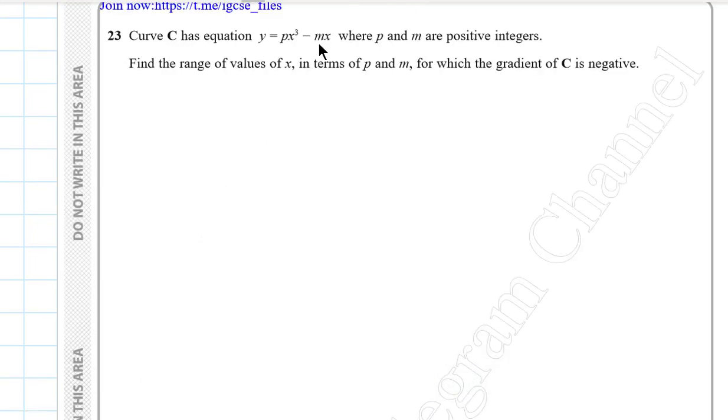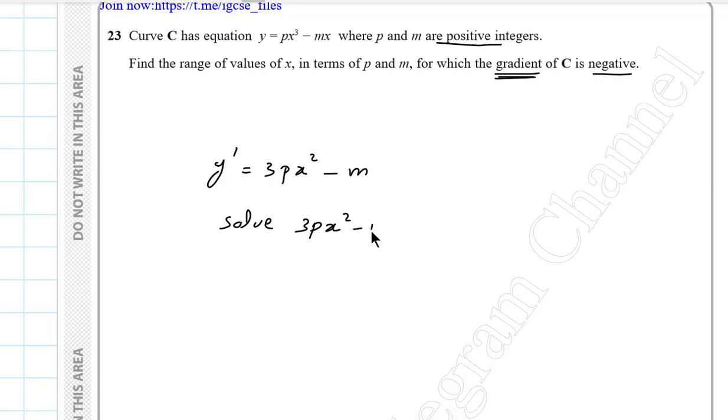23. Curve C has equation y equals px cubed minus mx, where p and m are positive integers. Find the range of values of x in terms of p and m for which the gradient, which means y dash, of C is negative. Okay, first of all, let's get y dash. It will be 3p x squared minus m, and the required is to solve y dash less than 0. 3p x squared minus m less than 0.